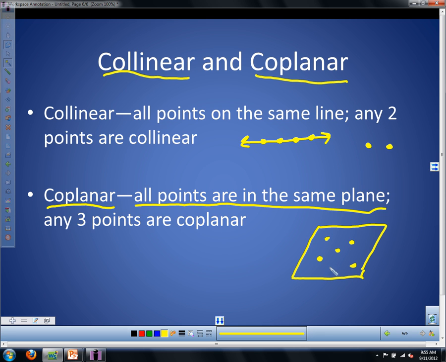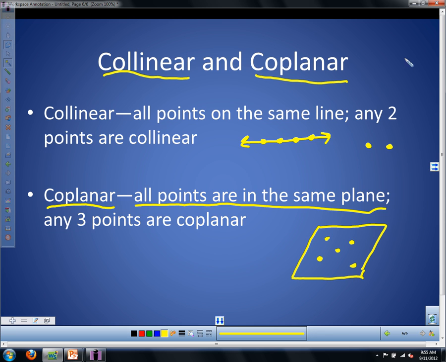What do you mean any 3 points are coplanar? I'll talk about that in just a second. So this could be a picture, an example of coplanar. These magnets on my whiteboard, they're all on the surface of the whiteboard. So those points where the magnets are on the board would be an example of coplanar.